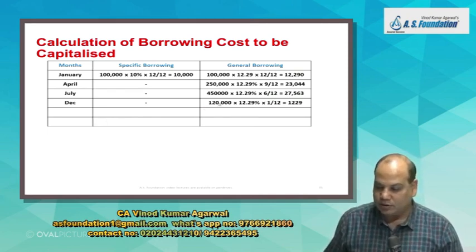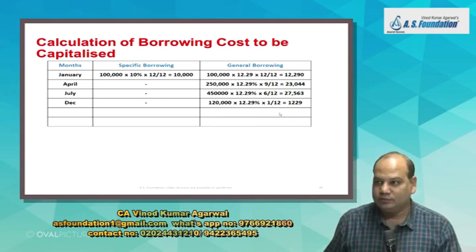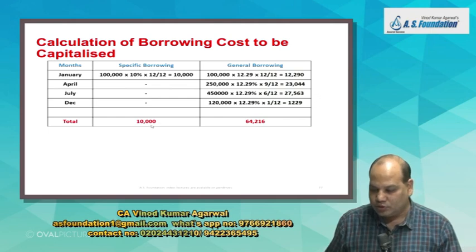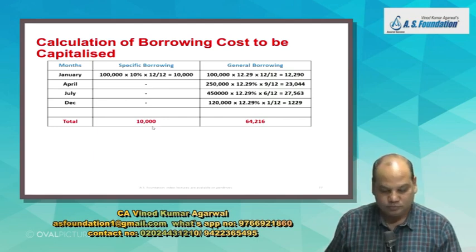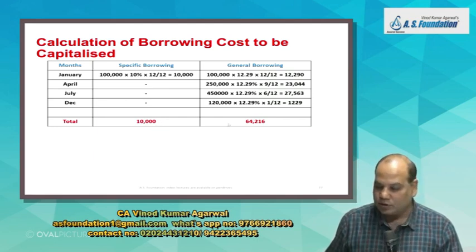And one more, write down December, only 1 month: 1,20,000 into 12.29% into 1 by 12. Okay, so how much is that? 1229. So total interest cost to be capitalized will become 10,000 for specific borrowing, and take this total 64,216 for general borrowing. Is it right? These two total will be 74,216.